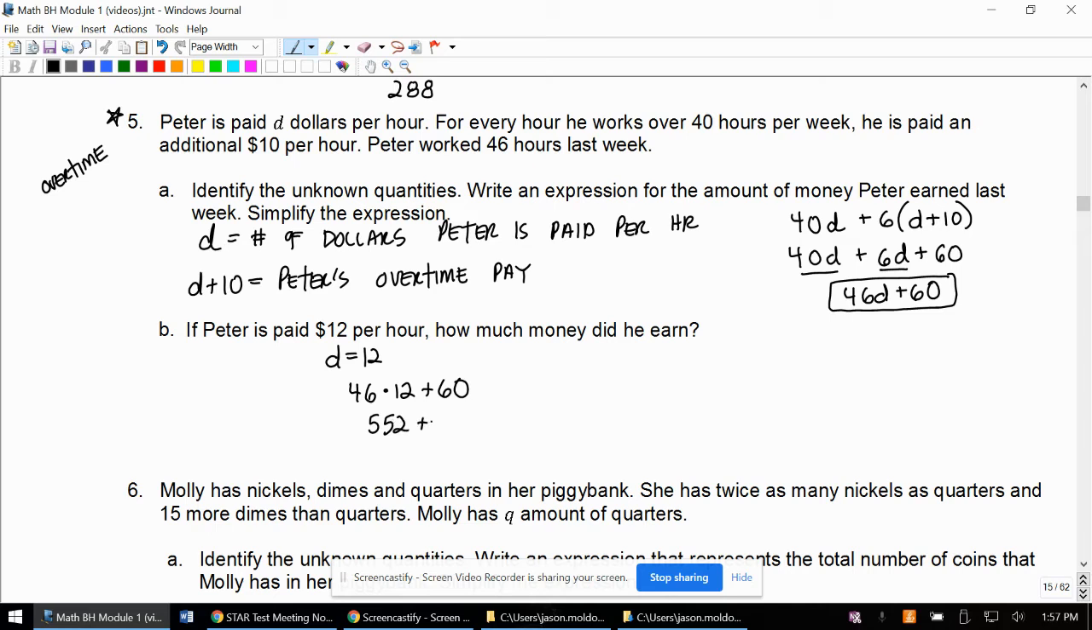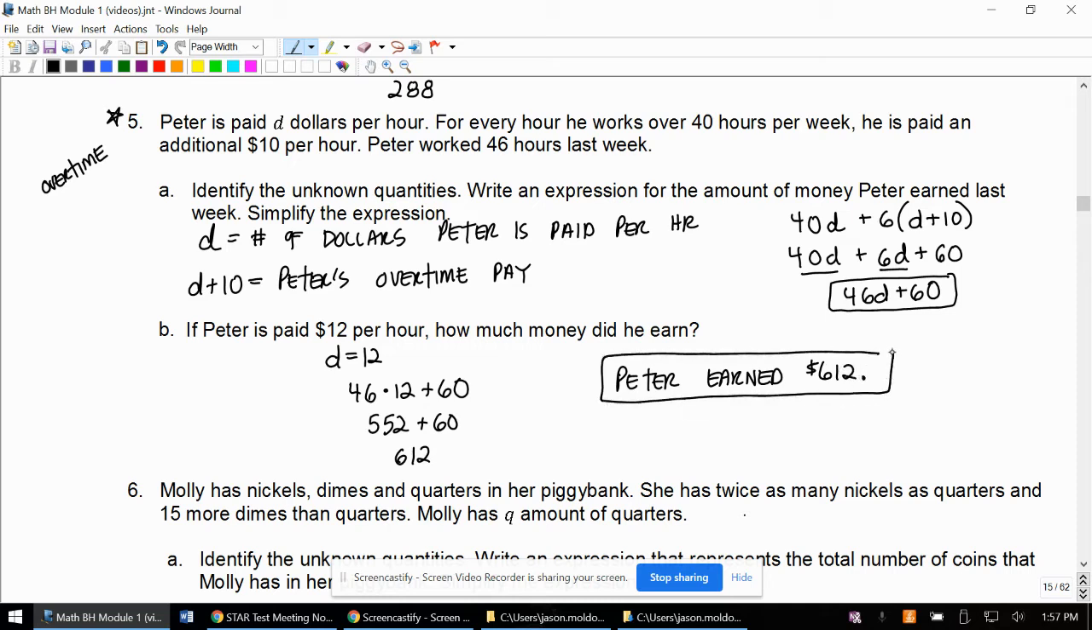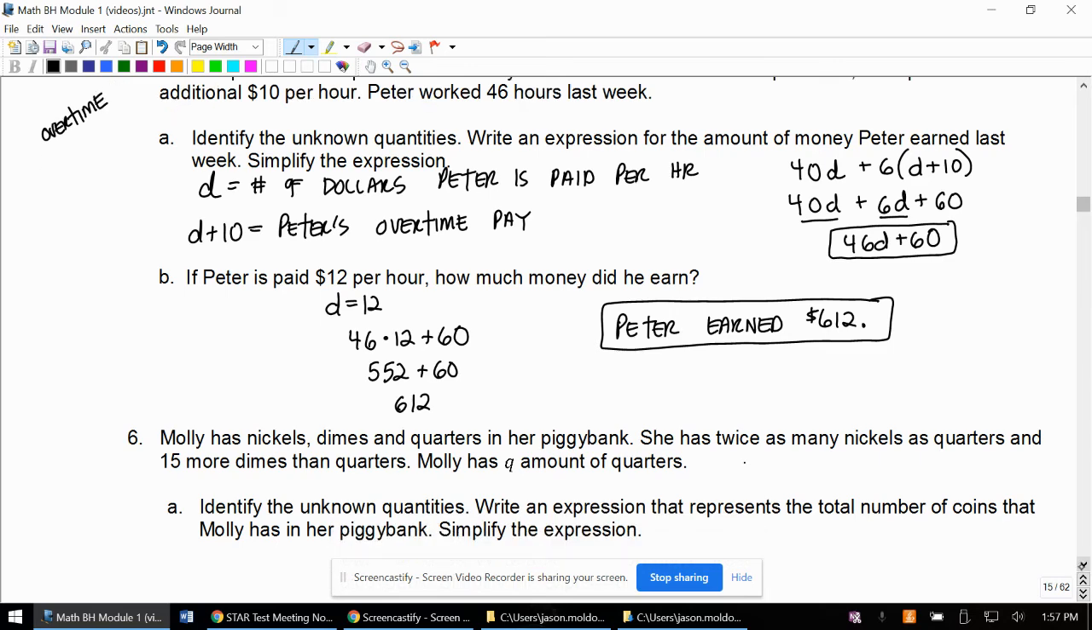Again, you can use a calculator. You should know how to do this, but I would also encourage that you do use a calculator. And we'll write our sentence. Peter earned $612.